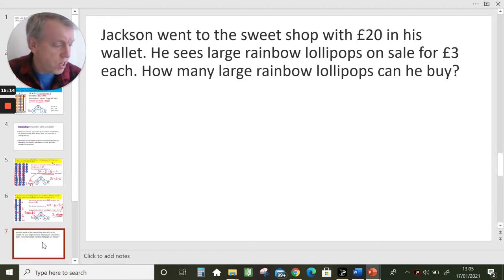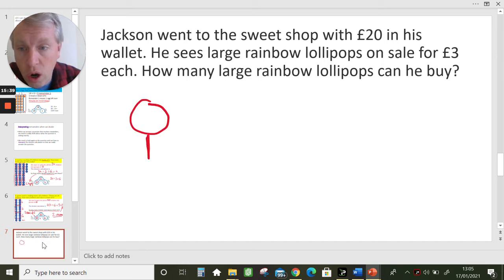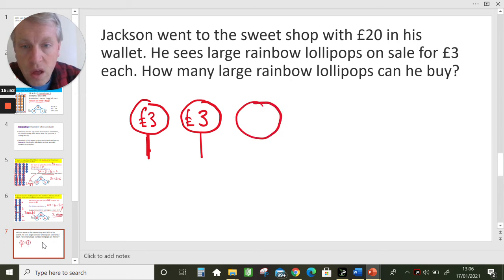Here we have another question. It's not such an easy one to draw, but I'll try. Jackson went to the sweet shop with £20 in his wallet. He sees large rainbow lollipops on sale for £3 each. How many large rainbow lollipops can he buy? Well, he's got £20 altogether. So if he buys one lollipop, that costs £3. If he buys another one, it's another £3. Oh, look.